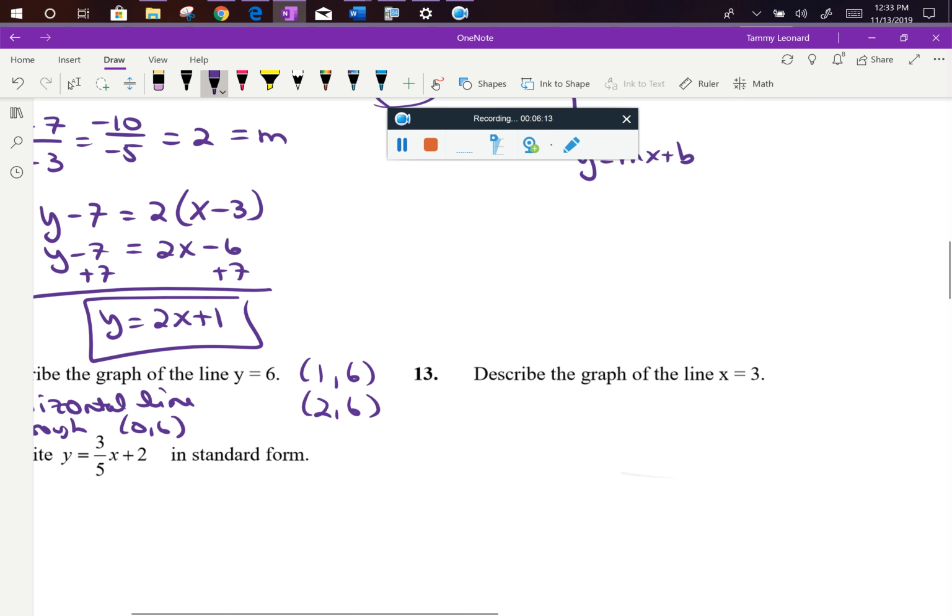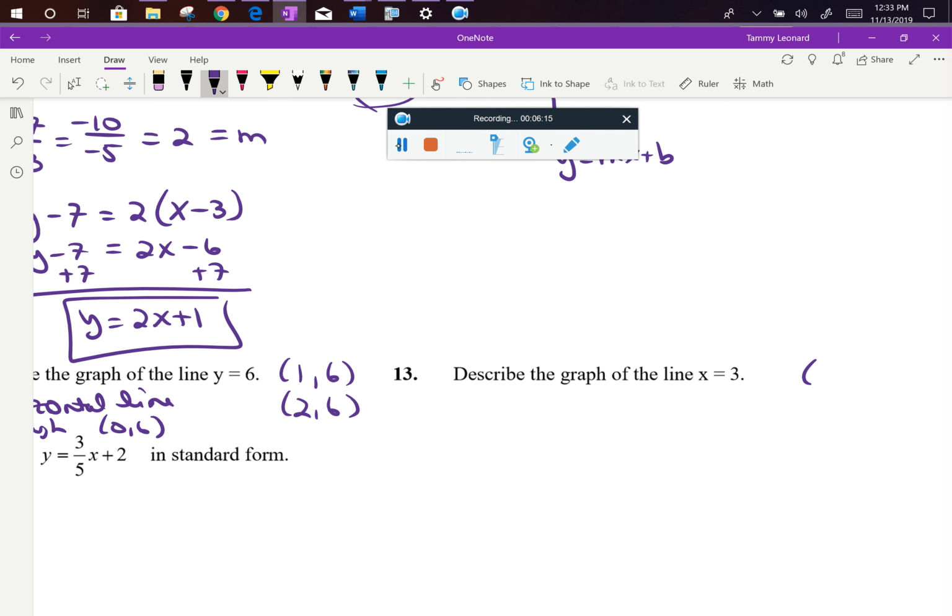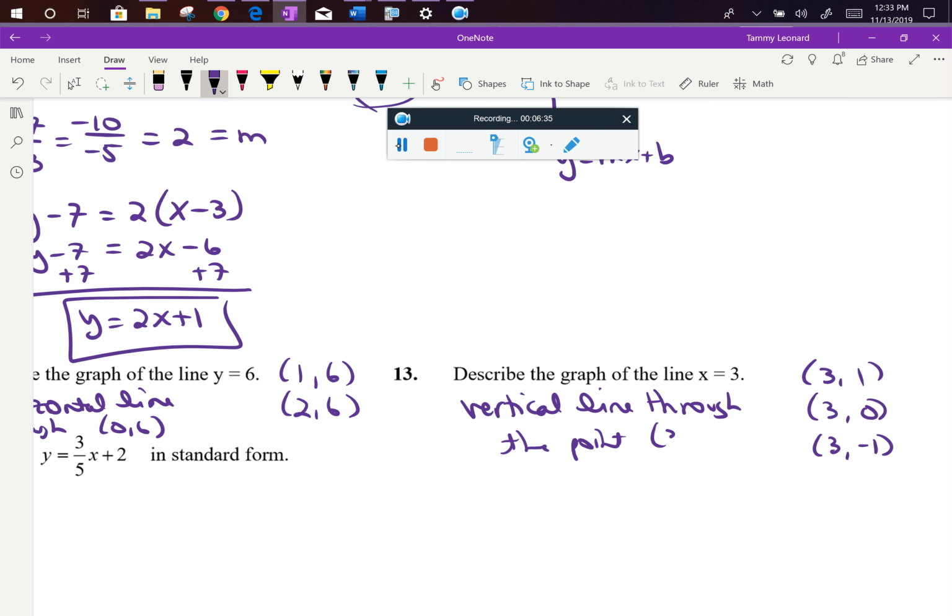Describing the graph of the line x equals 3. Now this includes all the points that start with a 3. So if we think of a few numbers in there, we realize that all of these points will stack above each other. So this is a vertical line through the point 3, 0.